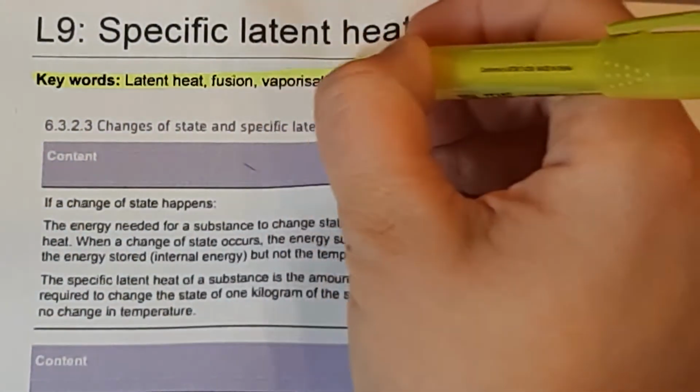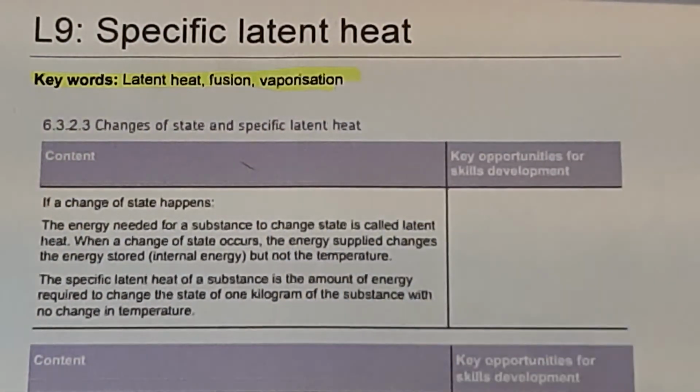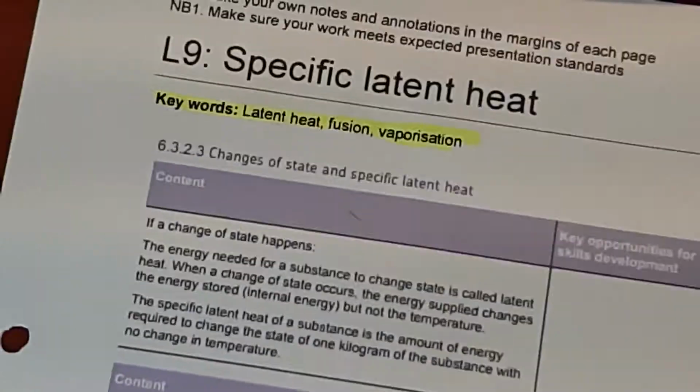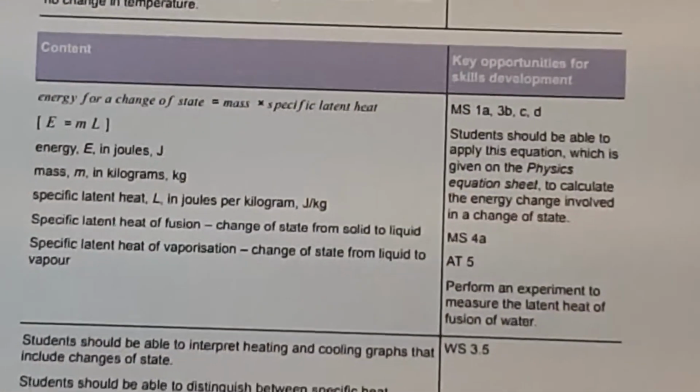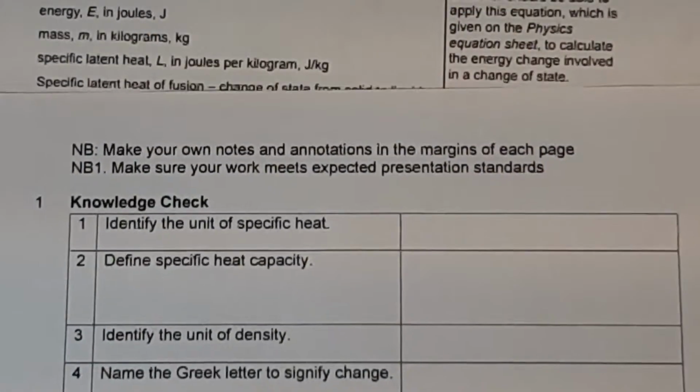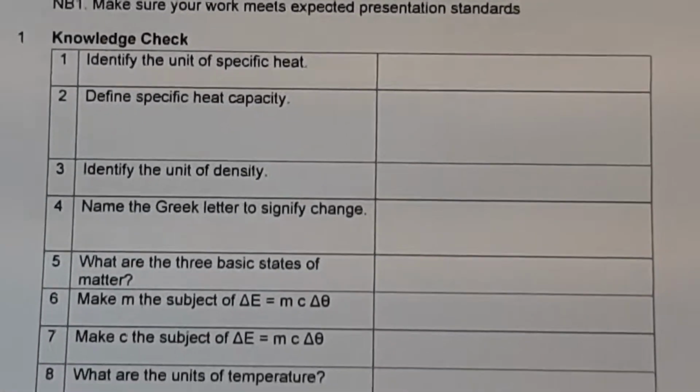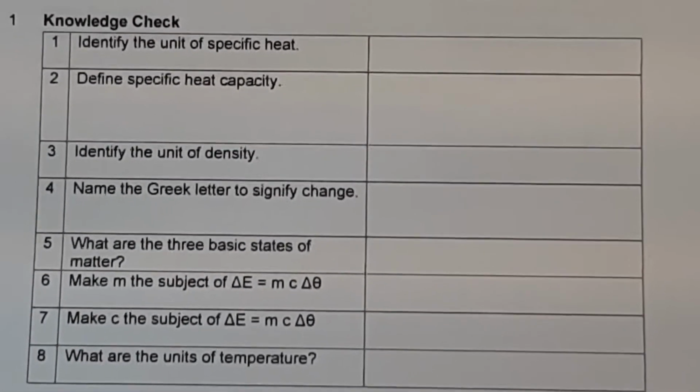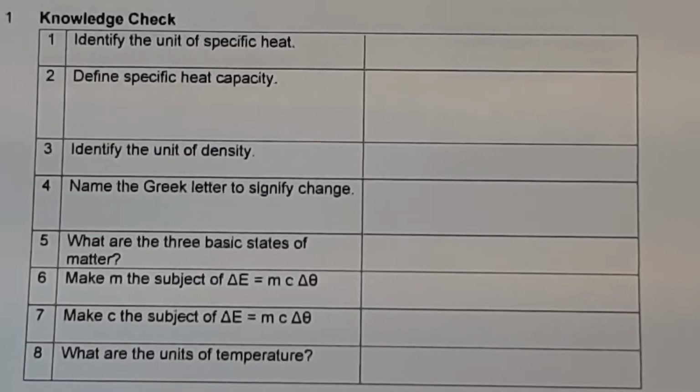Our keywords for today are latent heat, fusion and vaporization. So let's highlight those. Here we have the specification from the exam board, which takes up most of page 16, as you can see, and summarises what we're going to be able to do today. Our first task on page 17 is the knowledge check questions. So pause the video whilst you answer those questions now, please.